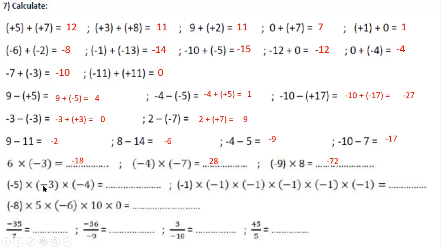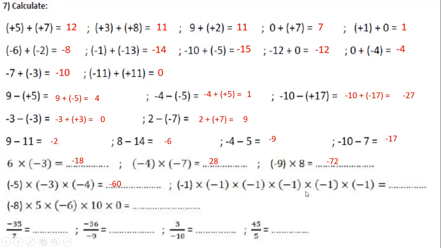So negative times negative is? Positive. Positive times negative is? Negative. 5 times 3 is 15. 15 times 4 is 60. So the answer is negative 60. Look at this one now.